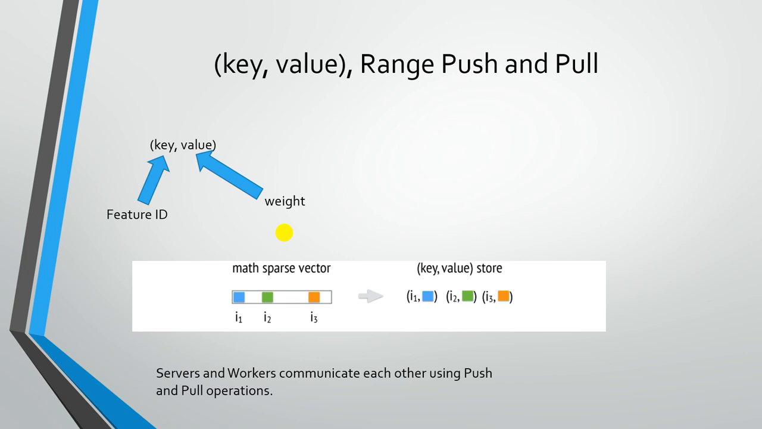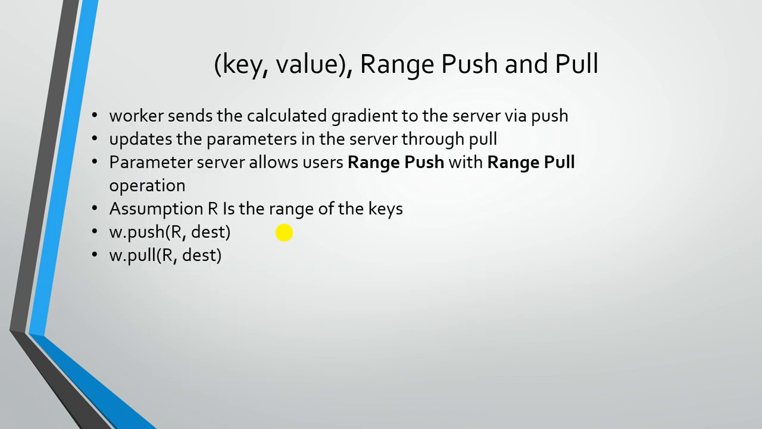If you assume that R is the range of the keys that need to push or pull, then you can do like this. If the working set is W, you can just push to the destination all the files at once, and same as the pull function also, you can pull from all the nodes at once.